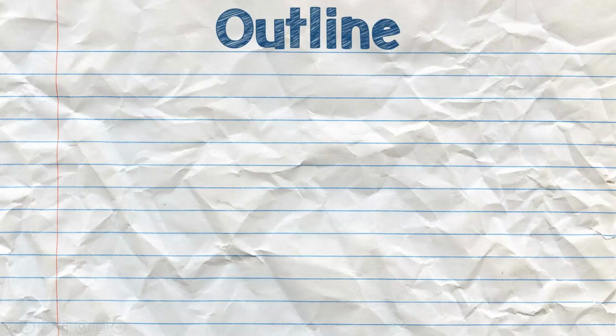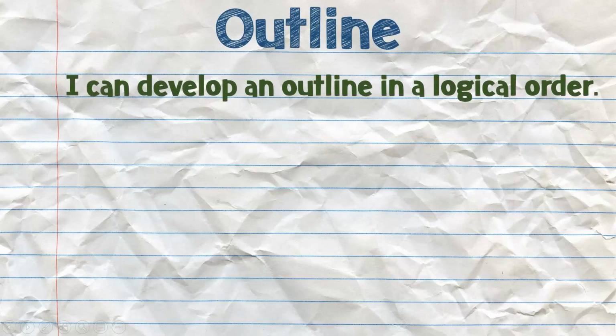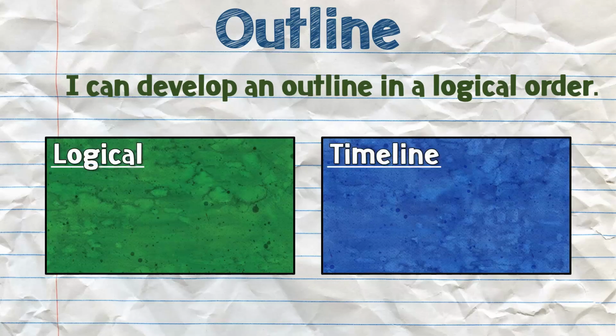Let's look at the outline for our personal narratives. The I can statement this time is I can develop an outline in a logical order. Now, before we can do this statement, we have some words we need to talk about. First off, logical. What is logical? And secondly, we'll talk about timeline because that'll be important later on.